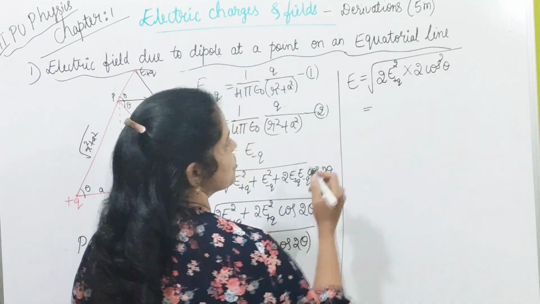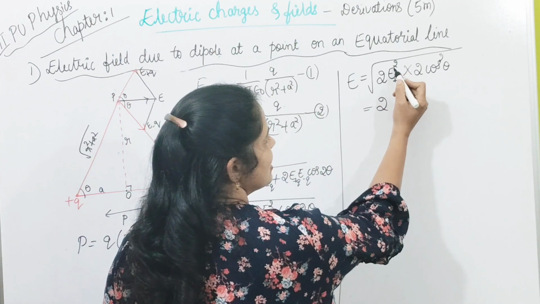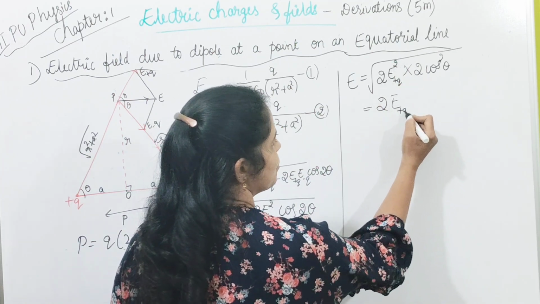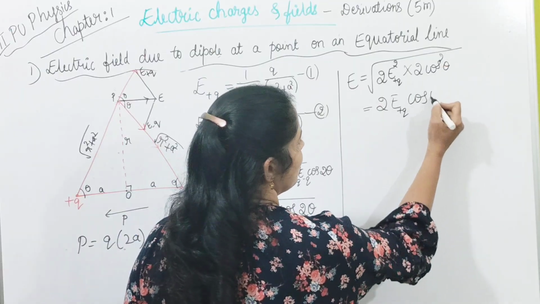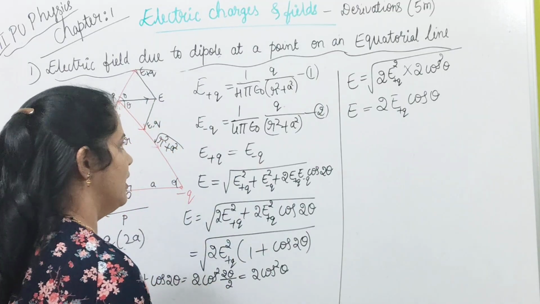Now 2 into 2 is 4. 4 square root is 2. See here E square is there. Square and square root cancel. You will get just E plus Q. And cos square, square and square root cancel. You will get only cos theta. So this is the expression for electric field.